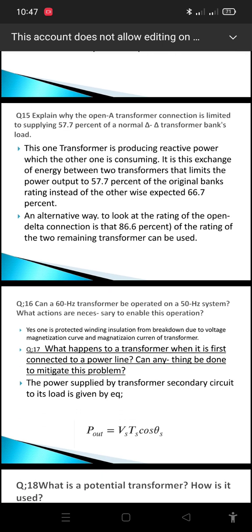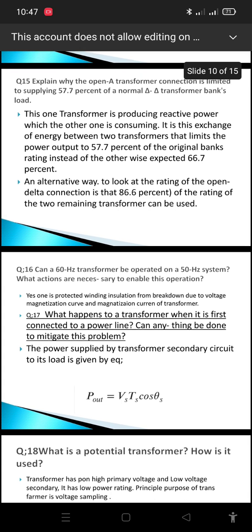Can a 60 Hz transformer be operated on a 50 Hz system? What actions are necessary to enable this operation? Yes, with actions to protect winding insulation from breakdown, due to the voltage, the magnetization curve and the magnetization current of the transformer. What happens to a transformer when it is first connected to a power line? What can be done to mitigate this problem?